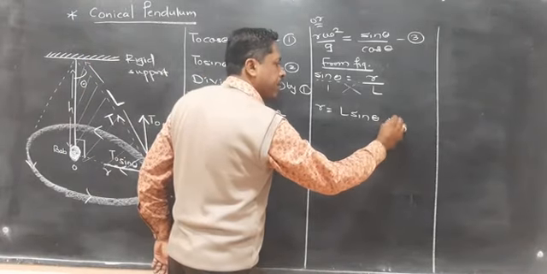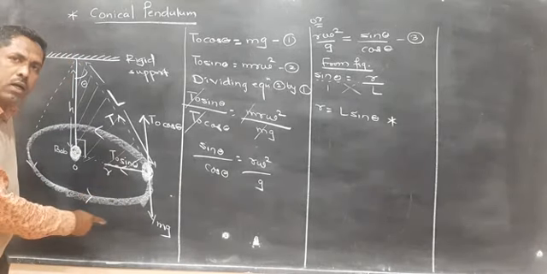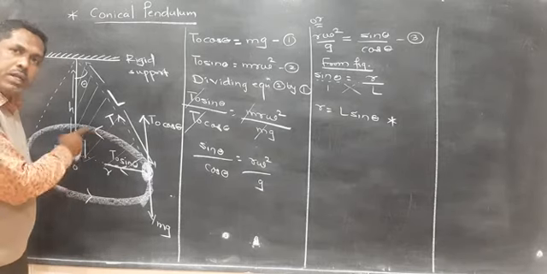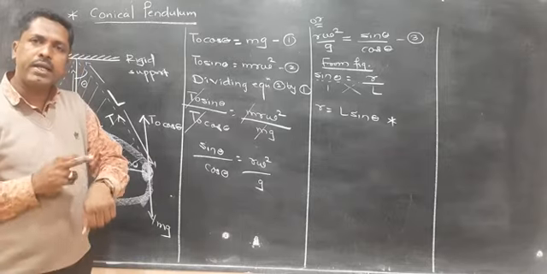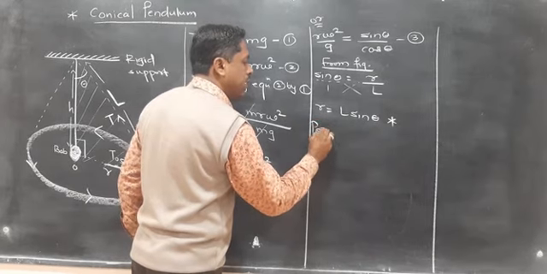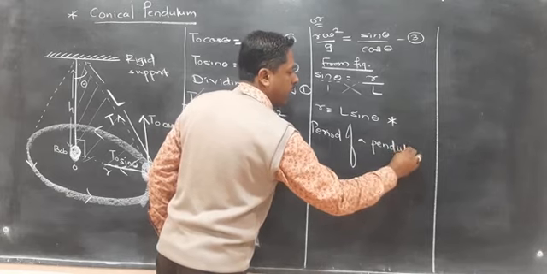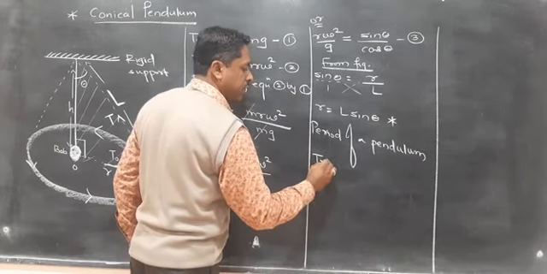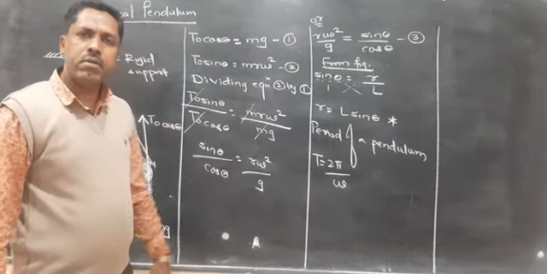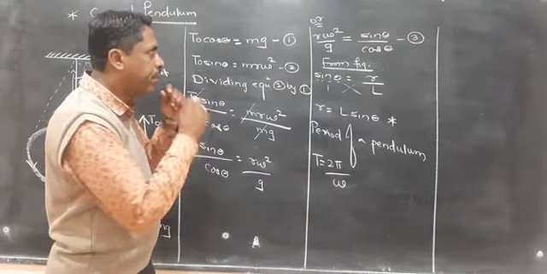This is the important point, so we are marking it by a star symbol. We know that the bob, the metallic sphere, the pendulum, is performing horizontal circular motion, or it is revolving, and to revolve it requires a certain time period. That's why the period of a pendulum is represented by the factor T, that is T is equal to 2 pi by omega, as we have in the previous information.